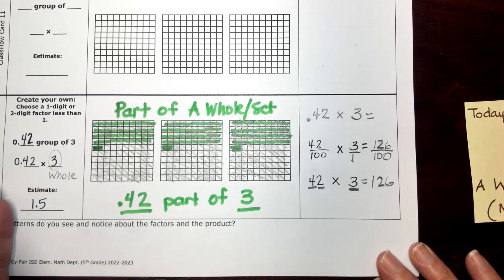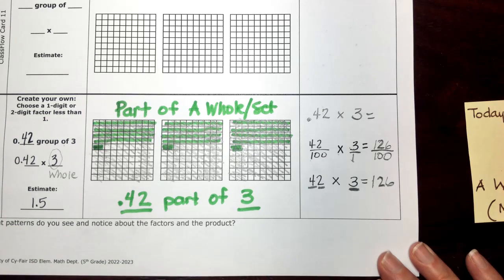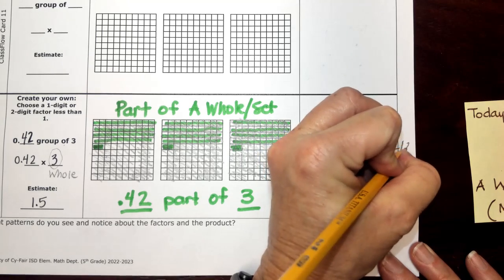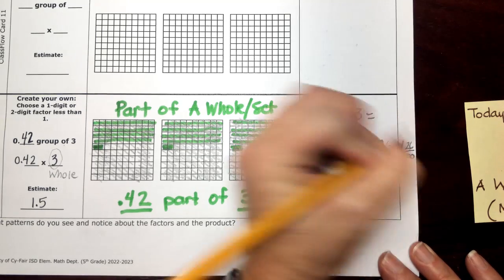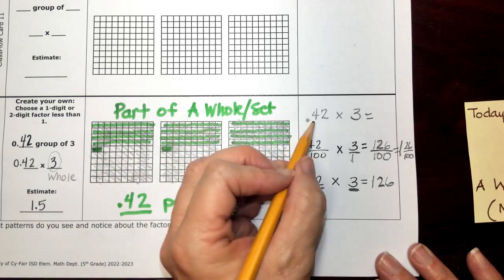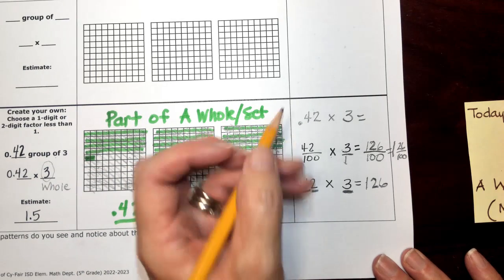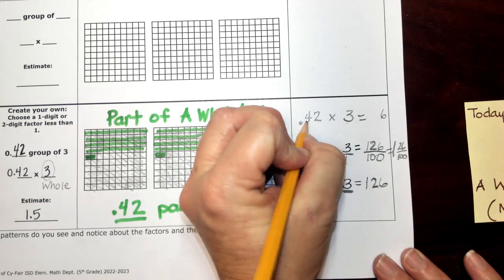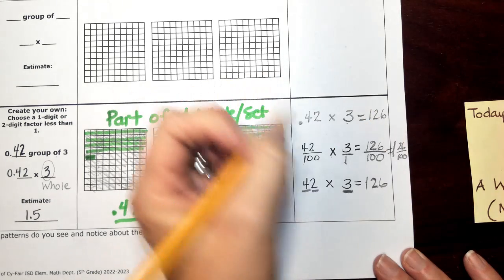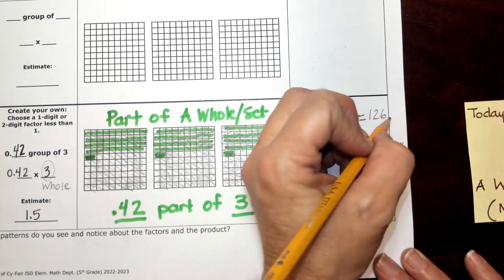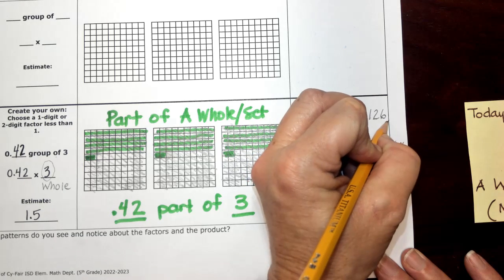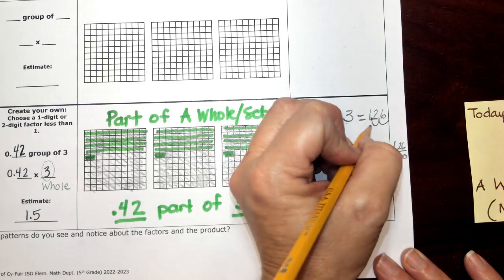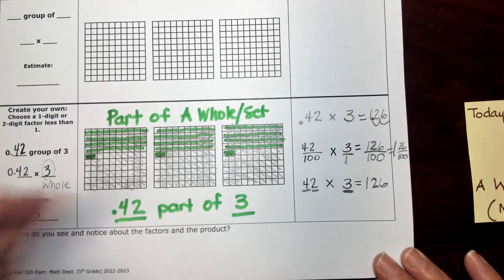So I'm looking at that and I'm thinking, well, that is an improper fraction, which is equivalent to 1 whole and 26 hundredths. So when I go back to my decimal form, I can say 3 groups of 2 is 6, and 3 groups of 4 is 12. And I'm talking about 42 hundredths, so I move that decimal point 1, 2 places, for the hundredths, and I get 1 and 26 hundredths.